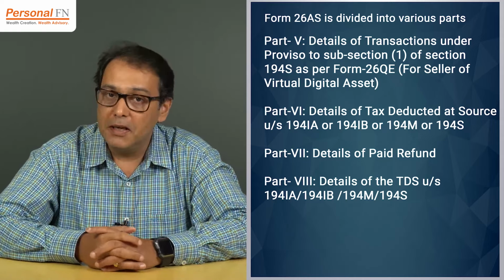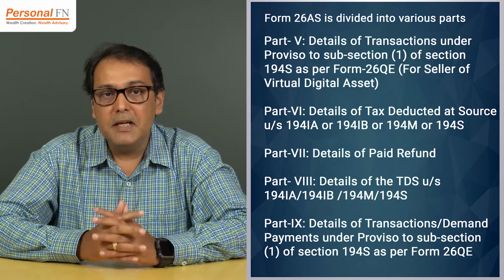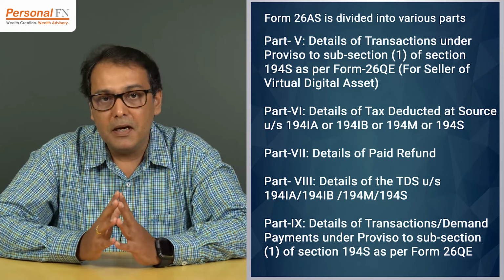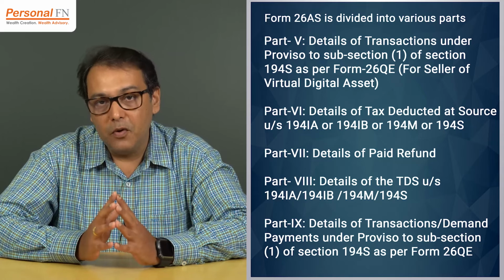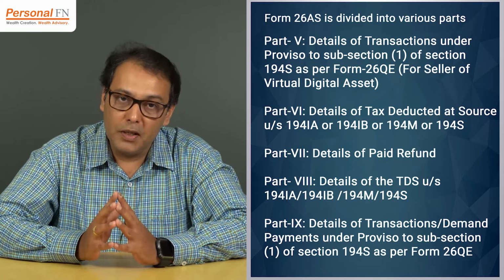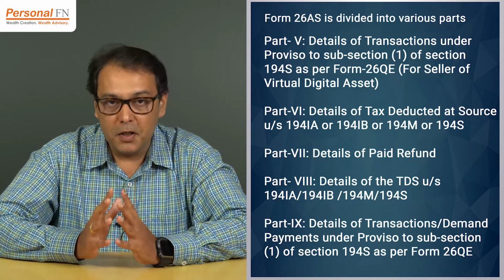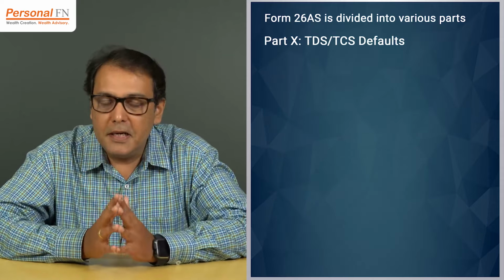virtual digital asset. Part 9 carries the details of transactions demand payments under proviso to subsection 1 of section 194S as per form 26QE, that is for buyer of virtual digital asset. Part 10, that is TDS or TCS defaults. Note that your defaults related to the processing of refunds do not include demands raised by the assessing officer.